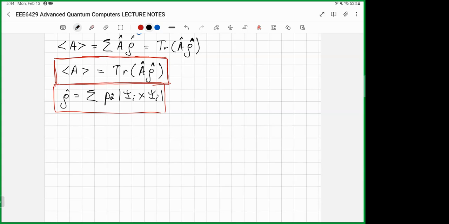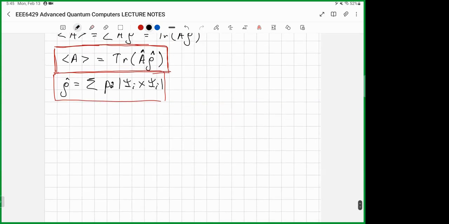So let's consider a few properties of the density matrix. Do you have any questions by now?